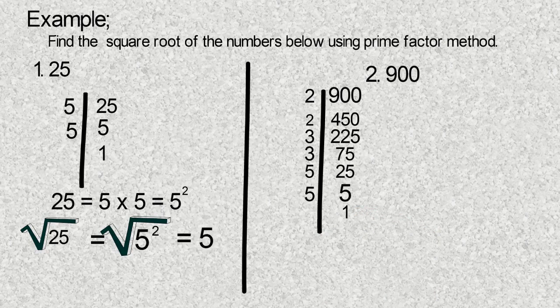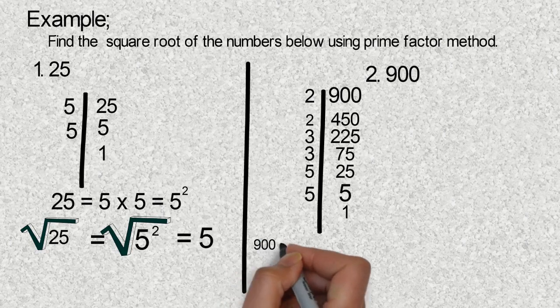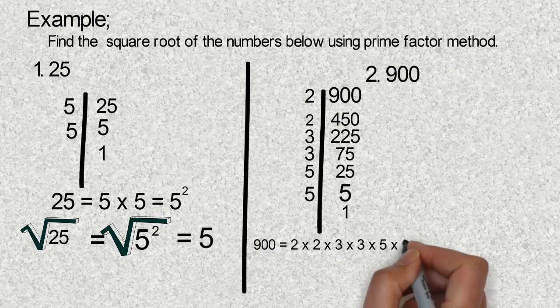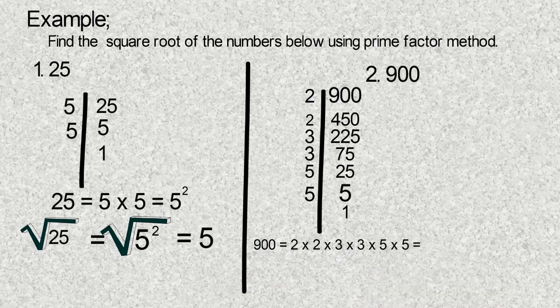So I have two 2s, two 3s, and two 5s. So I have 900 to be the same thing as 2 multiplied by 2, multiplied by 3, multiplied by 3, multiplied by 5, multiplied by 5. So what I have here is 2 squared times 3 squared times 5 squared. This is the same thing as 2 times 3 times 5 all squared, because everything has the power of 2, so you can write it like that in brackets.